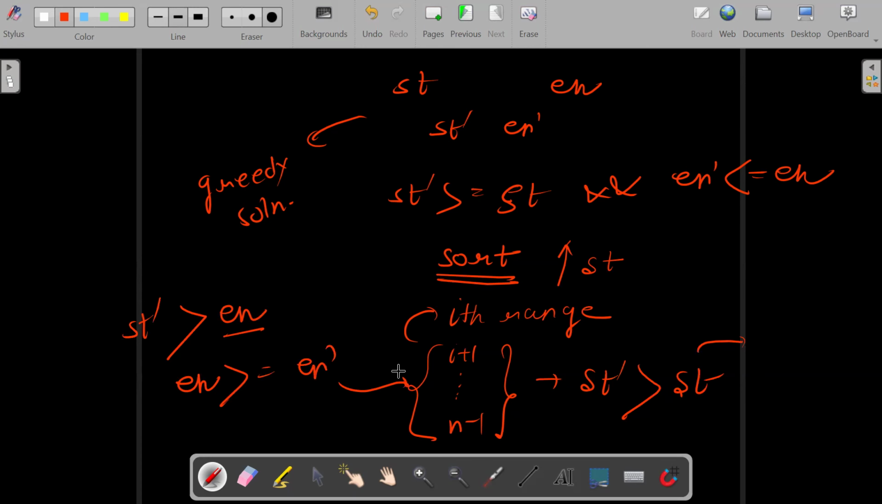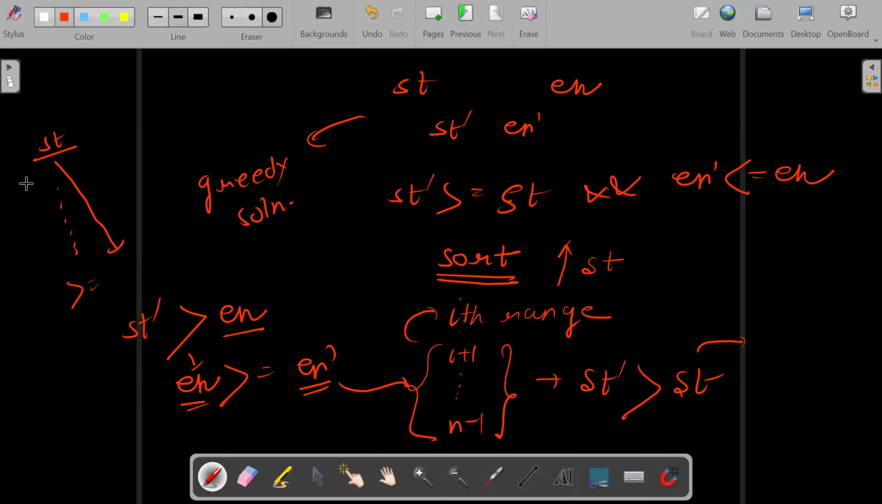How would I ensure that? That's the question that is coming. Our question asks whether the current ith range contains any other range or not. So for any range from i plus 1 till n minus 1, if its ending point, end prime let's say, is less than or equal to the end of the current range, then that range would surely be contained within the ith range. Is it so? As per the starting points, it is increasing. So we can take a guarantee that, as per my current start, the upcoming ranges, whatever they are, have a starting point greater than or equal to the current starting point.